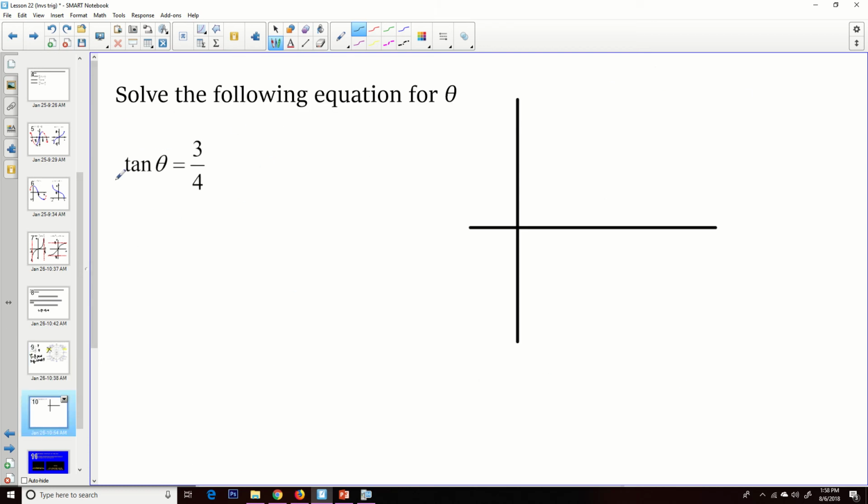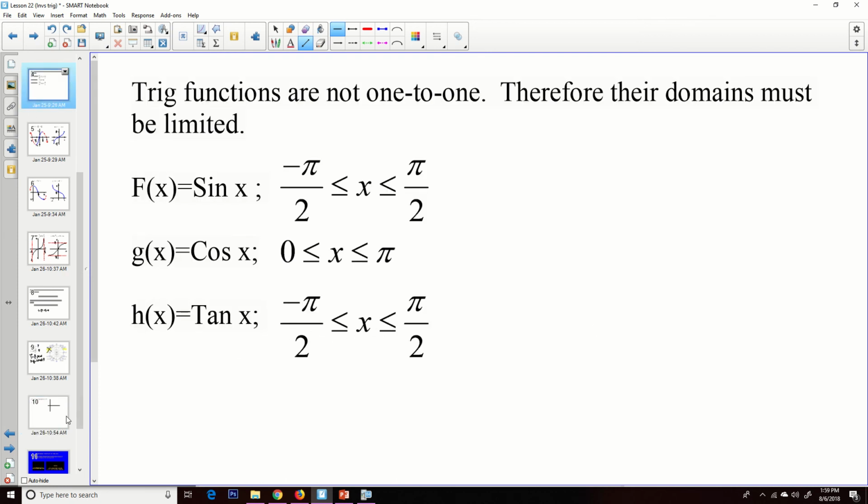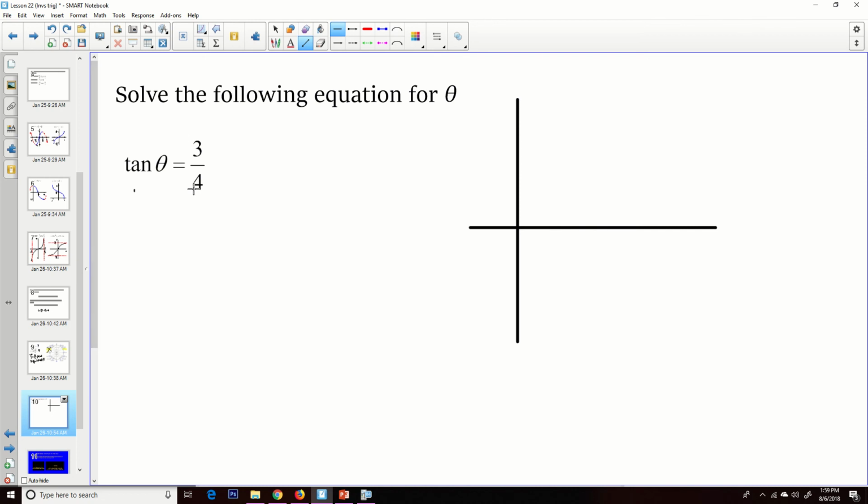If you're going to solve them using a calculator, I'm going to draw this, but we're going to go right into our calculator eventually. So essentially it says solve the following equation for theta. We're trying to figure out what this is. So we know just a couple things. We know that the tangent of theta can either be in the first quadrant or the second quadrant because of the domain limitation. And since both values are positive, it has to be in the first quadrant.